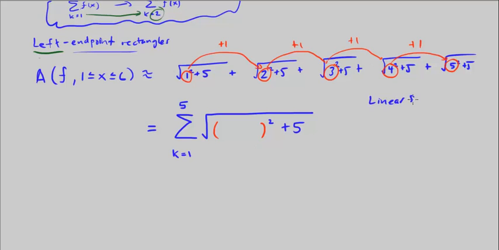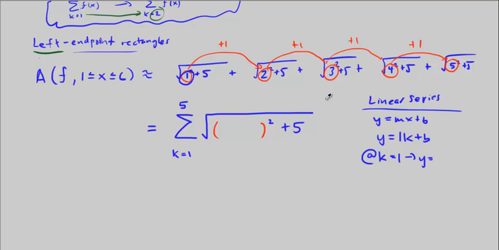So our linear series is in the form of y is equal to mx plus b, but we know it's in the form of m is 1, right? We're adding 1 each time, so it's 1, and our variable we're using is k plus b. So we know at k is equal to 1, the first term, our output is going to be 1, right? So at k is 1, we have y is equal to 1 as well.